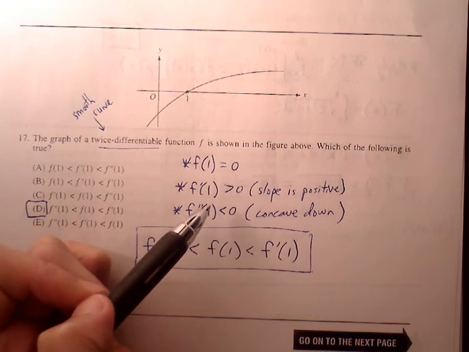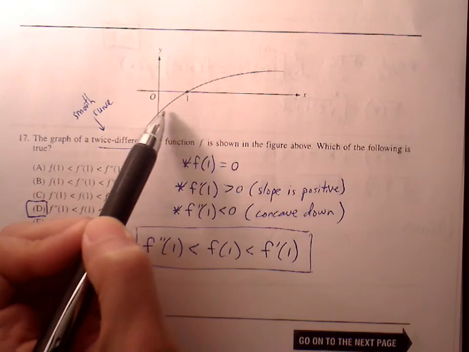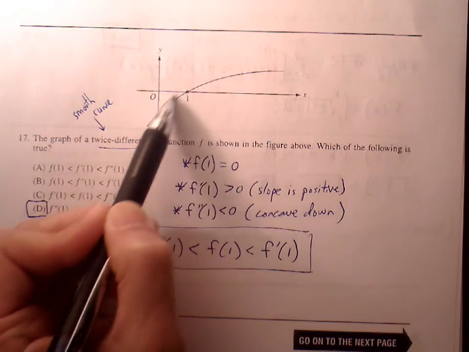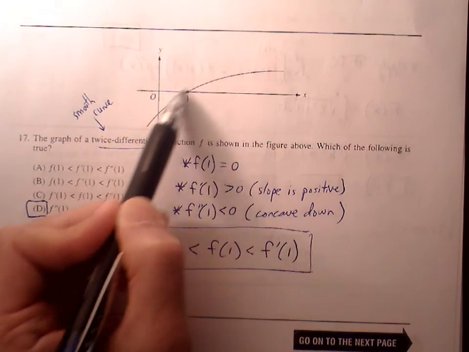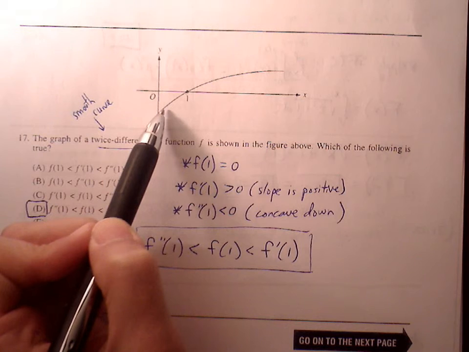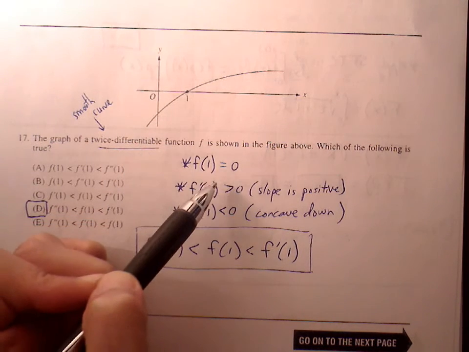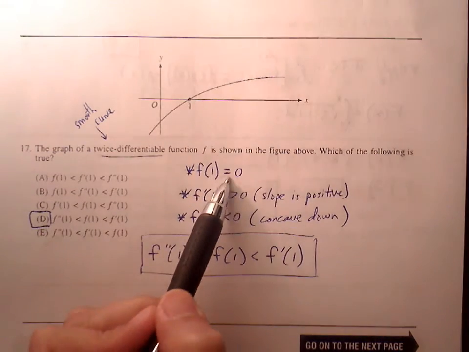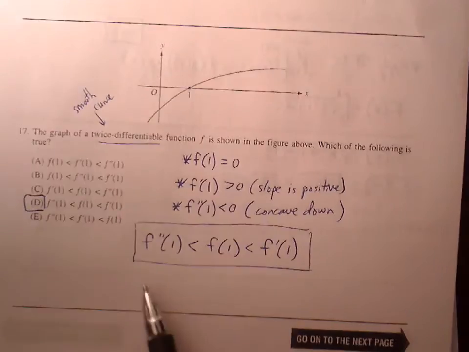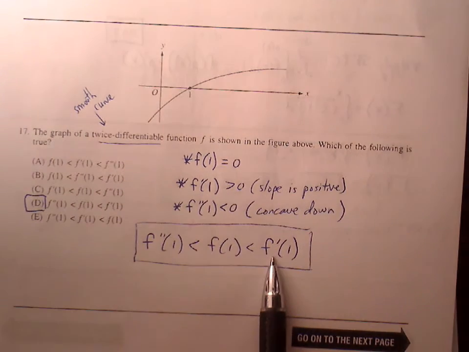Now, f double prime of 1 is asking, what is the concavity of the graph at x equals 1? If we take a step back and look at the curvature of this graph, this is curving downward, so this is part of a concave down graph. Concave down for the second derivative means a negative value. So if we compare 0, a positive number, and a negative number, in order the negative number is the smallest, followed by 0, followed by the positive number.